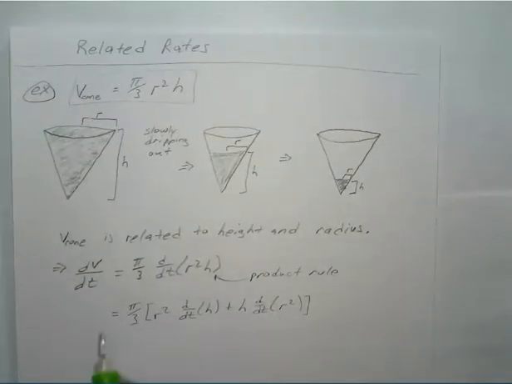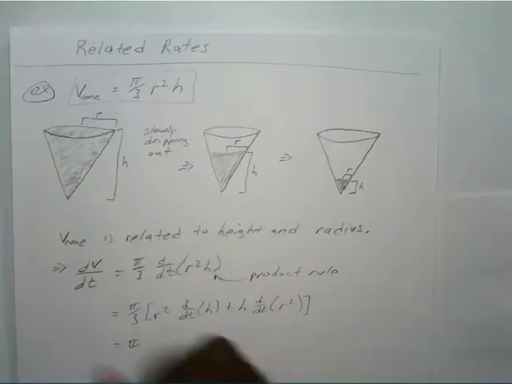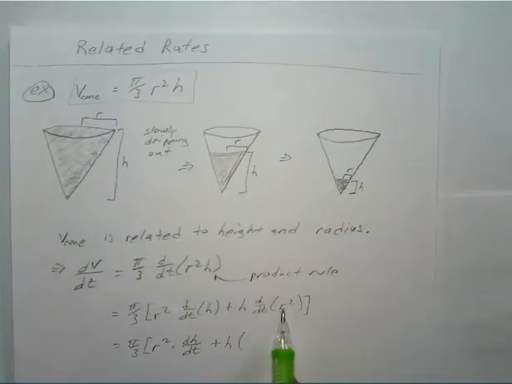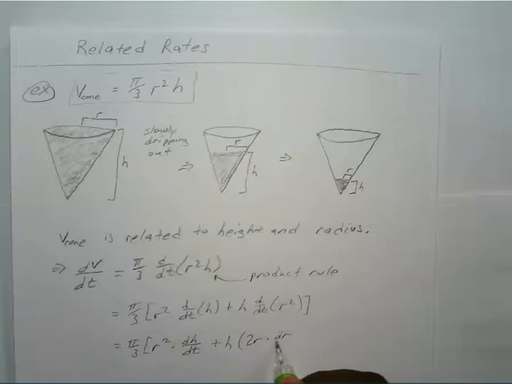Now if we go ahead and simplify those, that gives us pi over 3 times r squared times the derivative of the height with respect to time, which we'll just write as dh/dt. Plus you have your height times the derivative of your radius squared with respect to time. This is where your chain rule will come in handy, because you're going to take the derivative of the whole thing, so that's 2r times the derivative of what's inside, dr/dt.